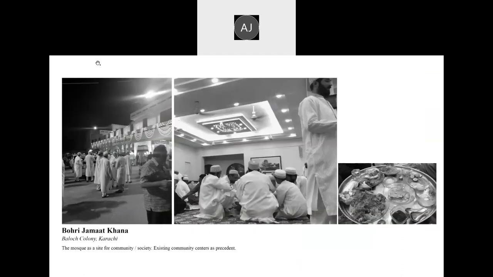Now, to narrow into religious spaces, to narrow into mosques as religious spaces, I borrowed these images from my brother-in-law, who had the experience of attending a Bohri wedding at what is known as a Bohri Jamaat Khana. This particular example is from Karachi in Pakistan. It's interesting to see that there are already precedents of how mosques have started expanding, or have for a long time expanded, their function to cater to more than just a religious function.